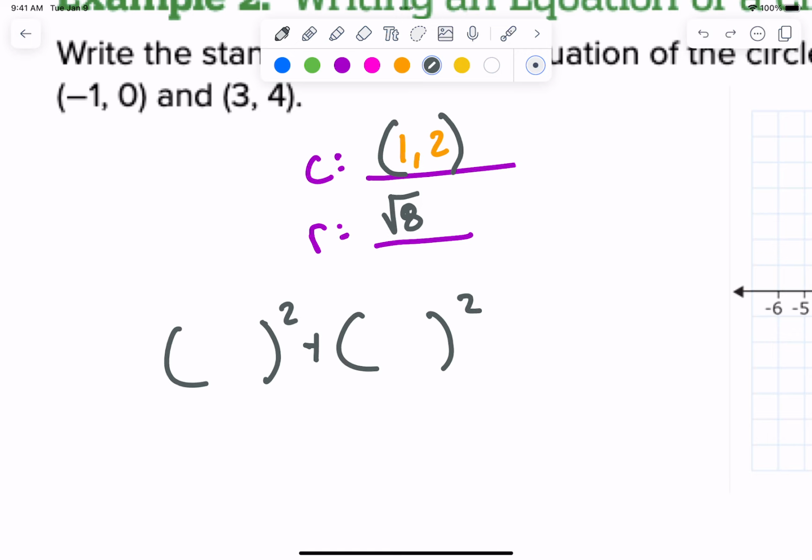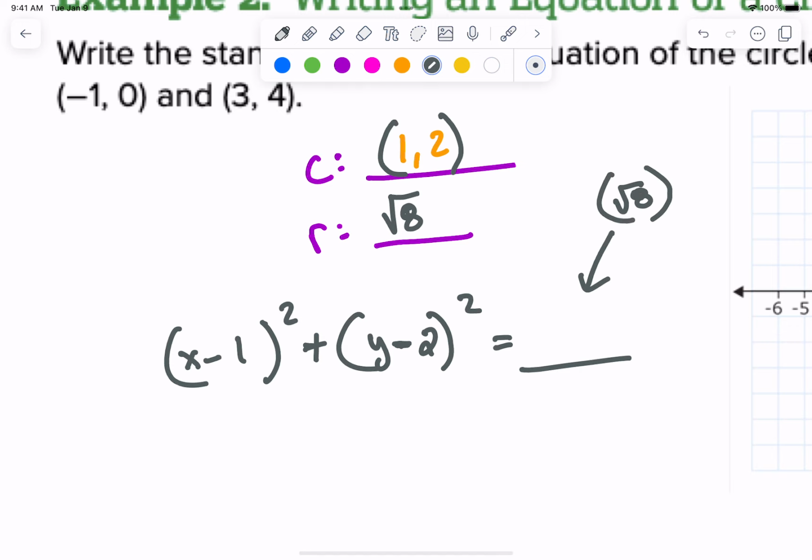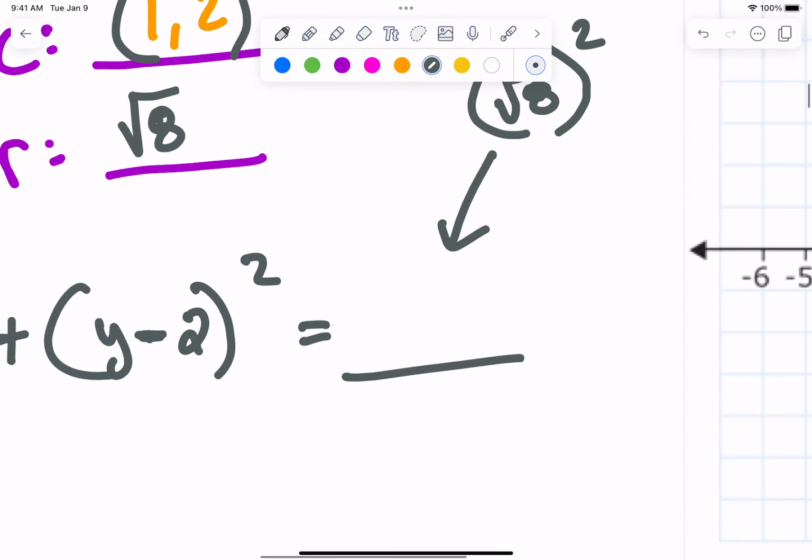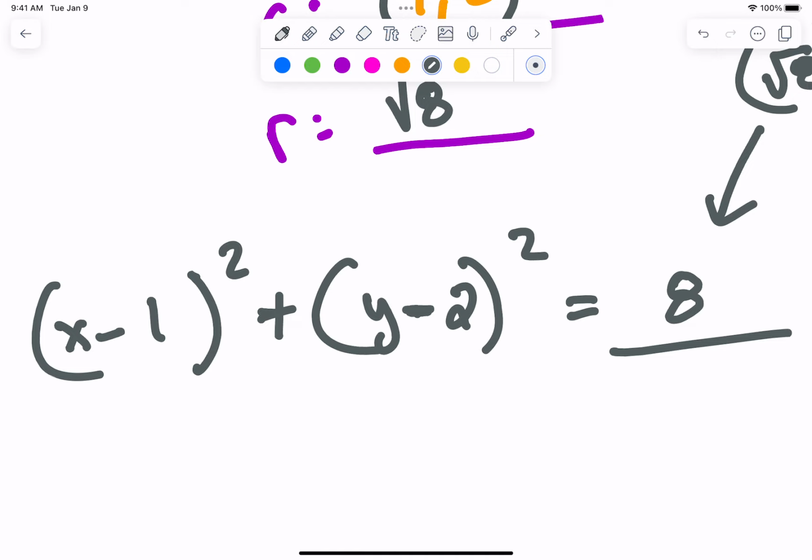Equals blank. Okay, (x − 1), (y − 2) squared equals. In this spot, we put the radius squared. What is the square root of 8 squared? Just 8, right? Now, if you put that as a decimal and then square it, you're probably going to get something like 7.99 because you rounded it. So just leave it as the square root of 8, and when you square it, the square root goes away. Got it? Actually, this equals 8.